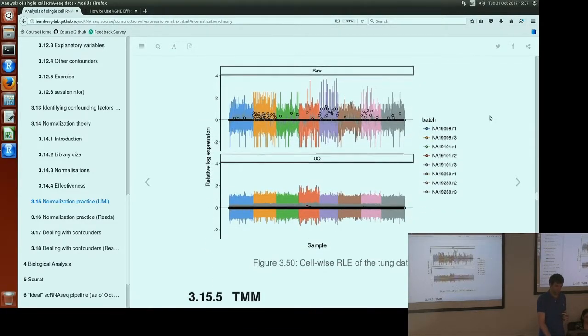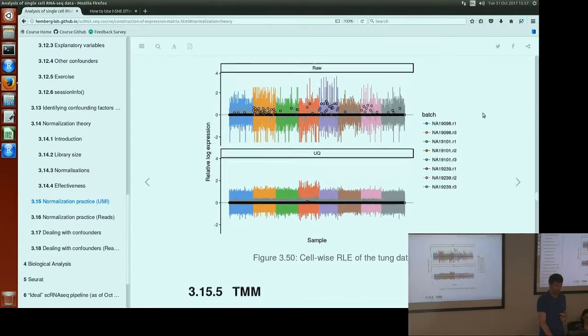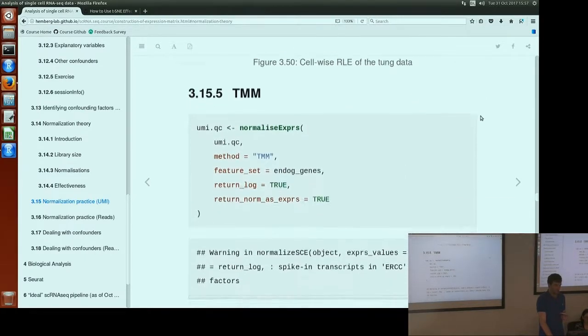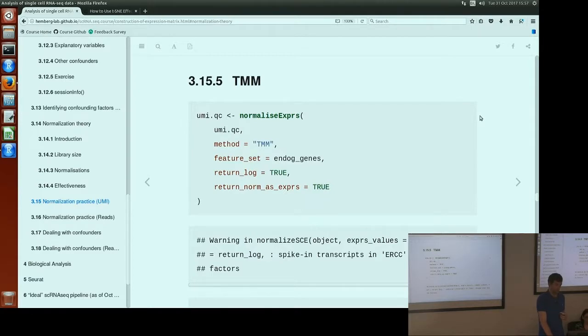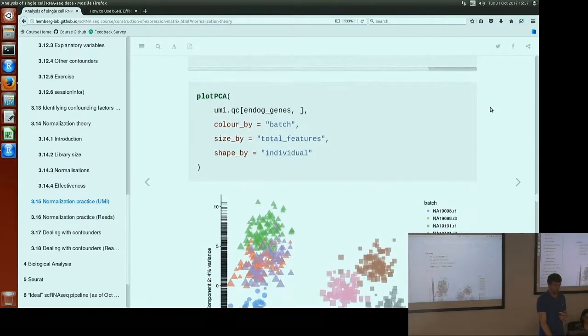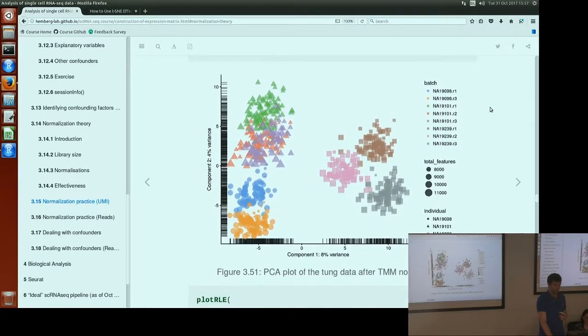So again, compared to the raw approach, UQ does give a much happier looking RLE plot. TMM, the final bulk RNA-seq size factor method, can also be applied using this normalized express function, setting the method to TMM, in the same way as previously. Again, we get an overall similar looking plot to the other size factor normalization approaches.